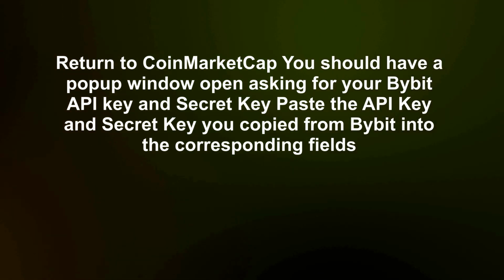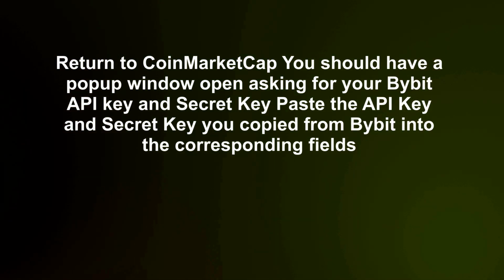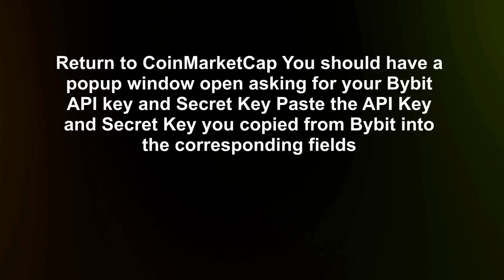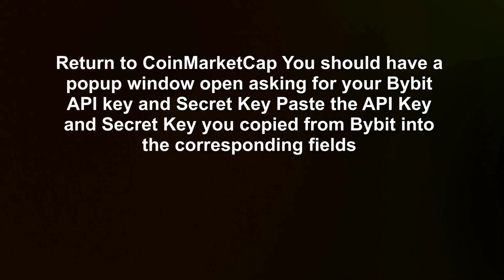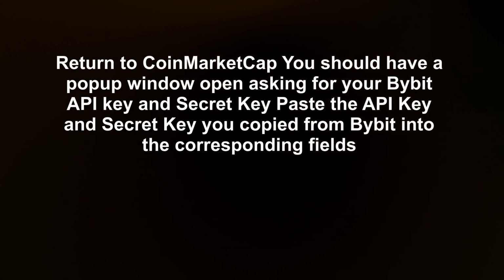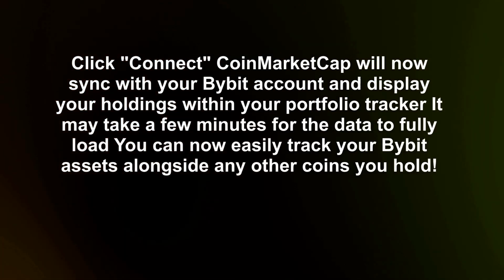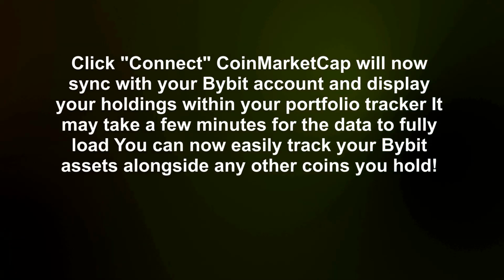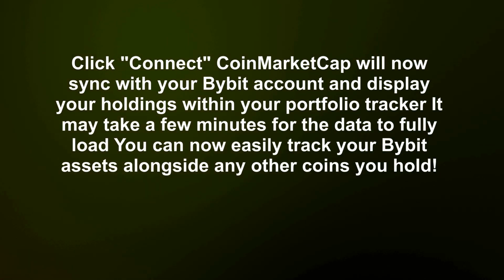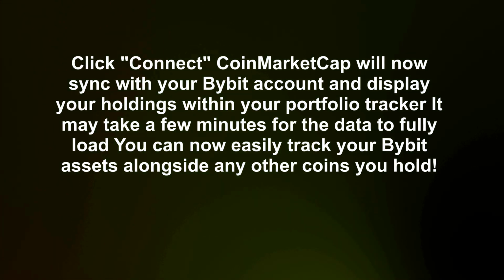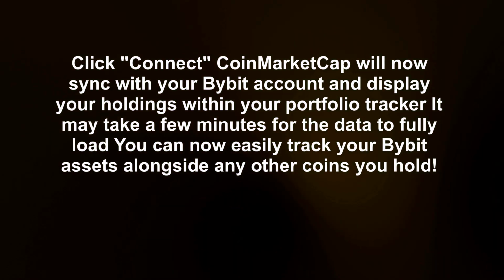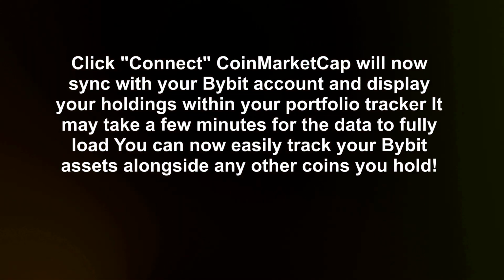Return to Coinmarketcap. You should have a pop-up window open asking for your Bybit API key and secret key. Paste the API key and secret key you copied from Bybit into the corresponding fields. Click Connect. Coinmarketcap will now sync with your Bybit account and display your holdings within your portfolio tracker. It may take a few minutes for the data to fully load. You can now easily track your Bybit assets alongside any other coins you hold.